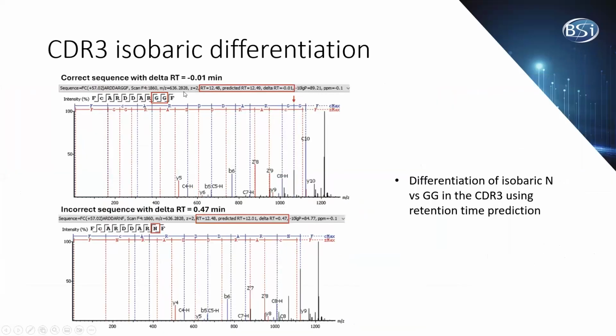And then the last example I'll show is within a CDR3 of the heavy chain, again differentiating between asparagine and two glycines. You can see we've accurately predicted the retention time. It's only 0.01 minutes different from the measured retention time of the peptide containing two glycines, whereas the peptide with asparagine has a much larger delta RT.